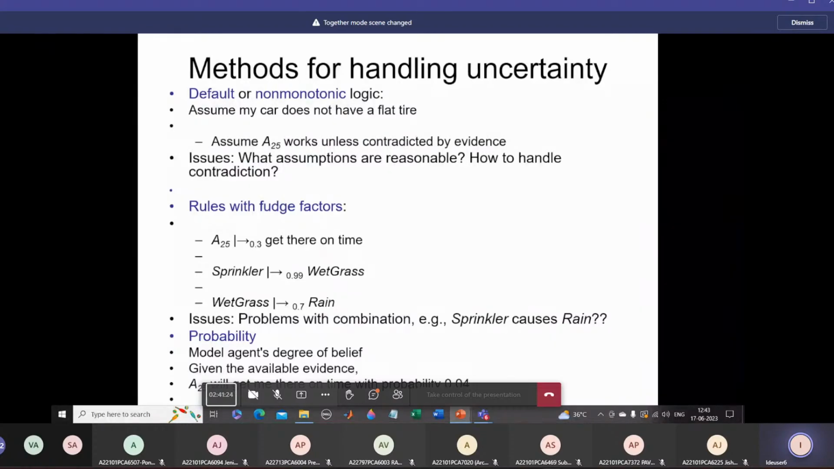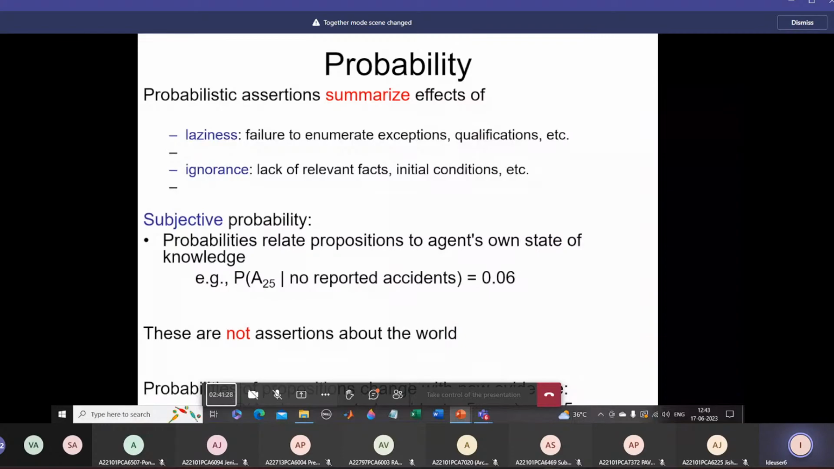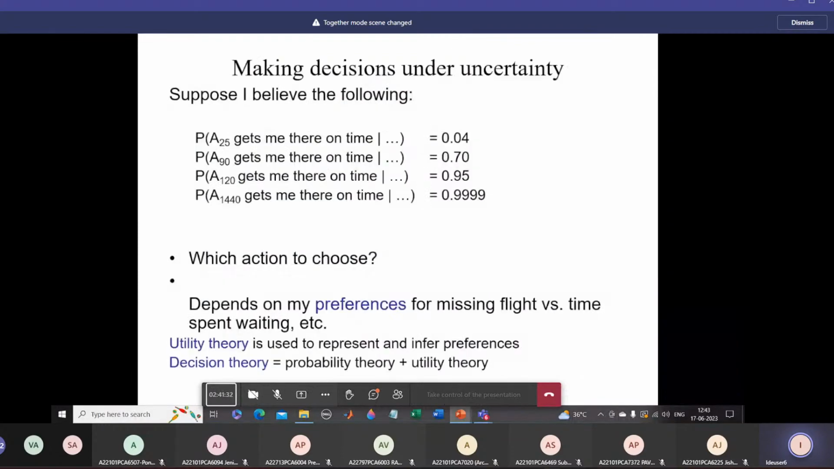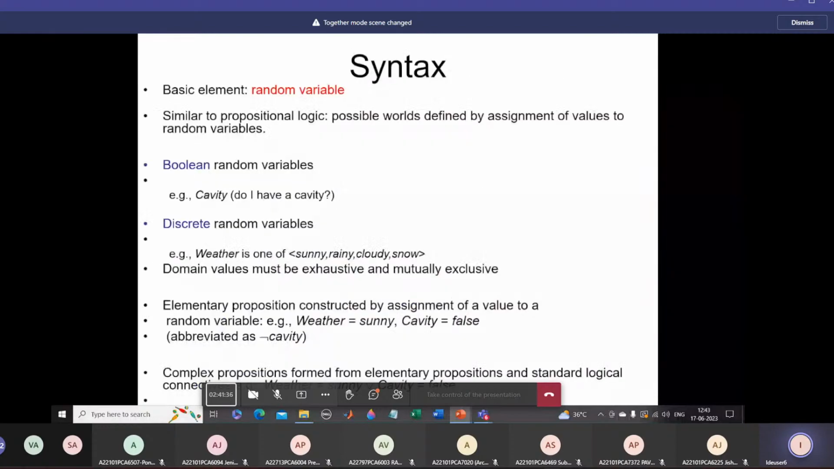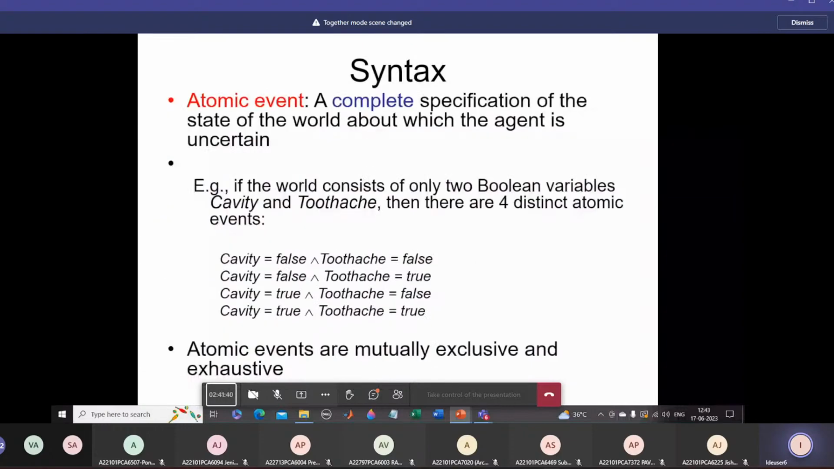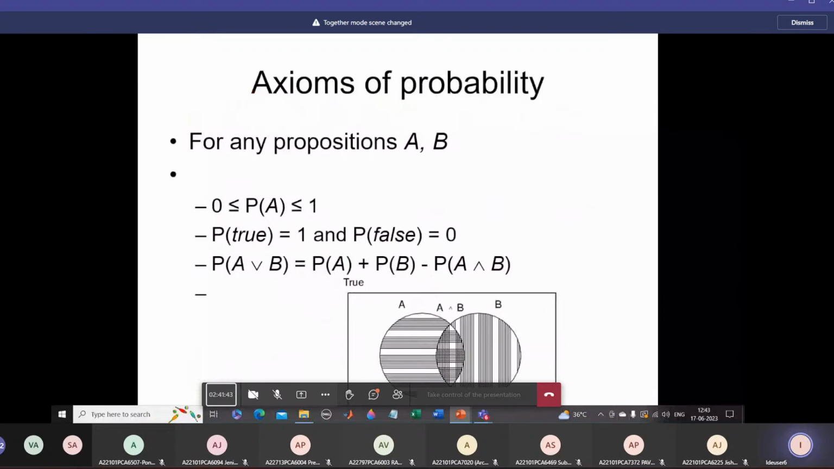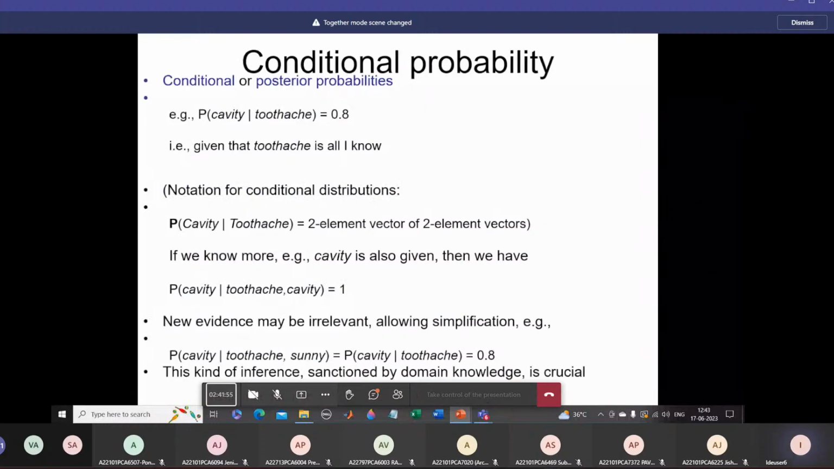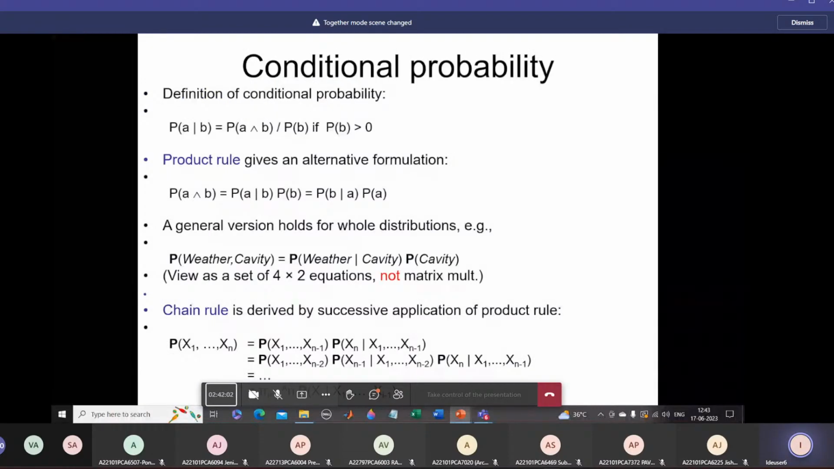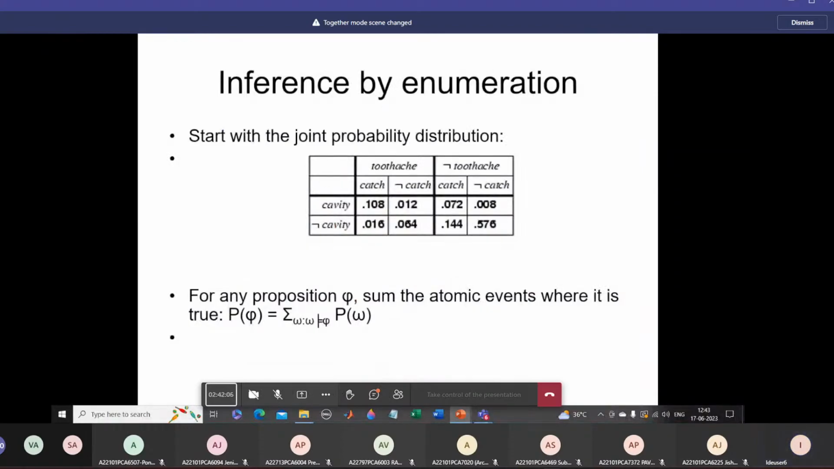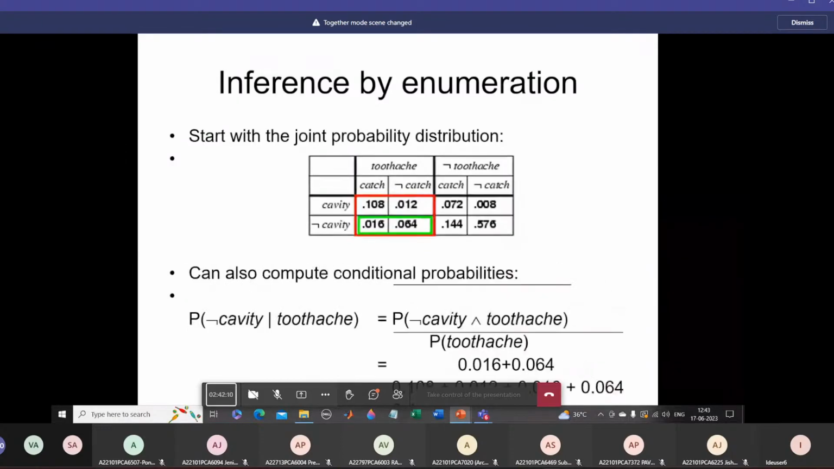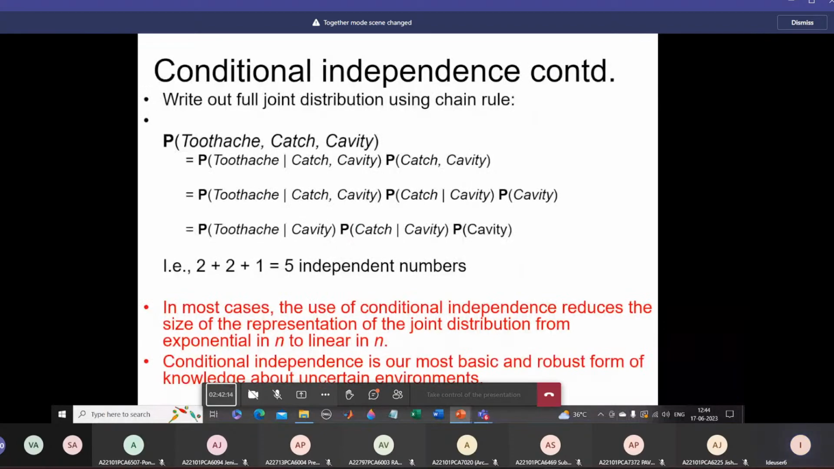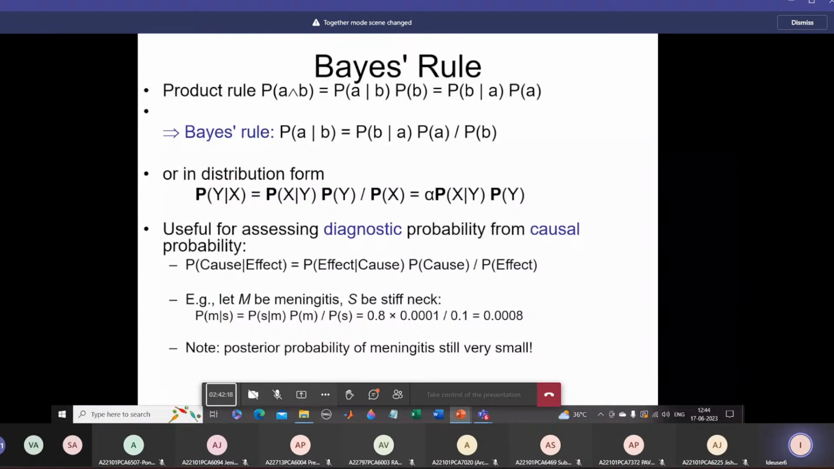What are the different methods for handling uncertainty? You should be aware of the probability of occurrence, and how you are going to make decisions under uncertainty. And the syntax here: atomic events and the different axioms of probability. Then conditional probability, all these are the mathematical part. Then you have inference by enumeration, put into the tableau format. Here the examples are given, I think you can go through it. The same Bayes, naive Bayes, no, this is not naive Bayes, this is Bayes rule.